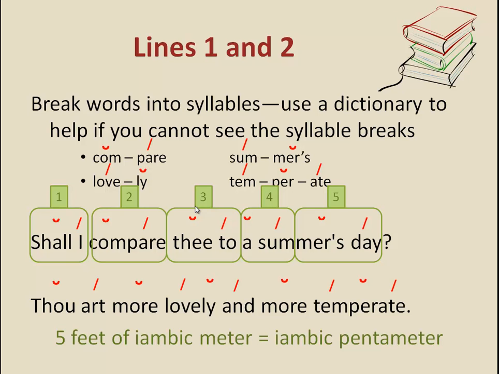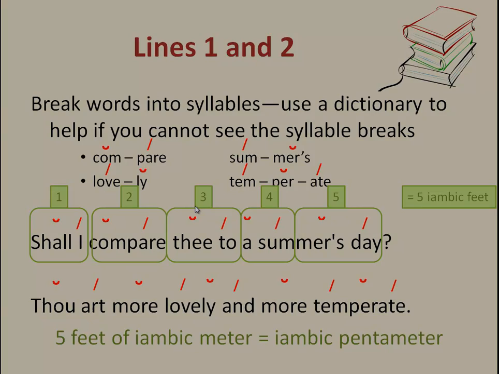Day would be the 5th one, so that's how we have 5 iambic feet, 1, 2, 3, 4, 5 in that line, and we also have 5 in the next line. So overall, this piece contains 5 iambic feet, which means that it's iambic pentameter.